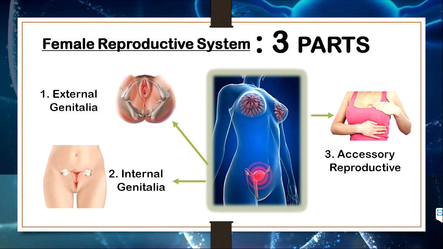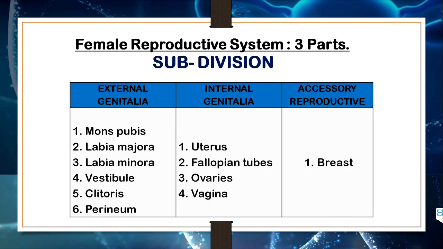Let's start with the external genitalia. External genitalia has again been subdivided into six parts, that is mons pubis, labia majora, labia minora, vestibule, clitoris and perineum. You all students must remember these six parts, because sometimes in exams it has been asked which part is the organ of external genitalia. Four options will be given, like uterus, fallopian tube, vestibule and vagina. So you must click the vestibule part.